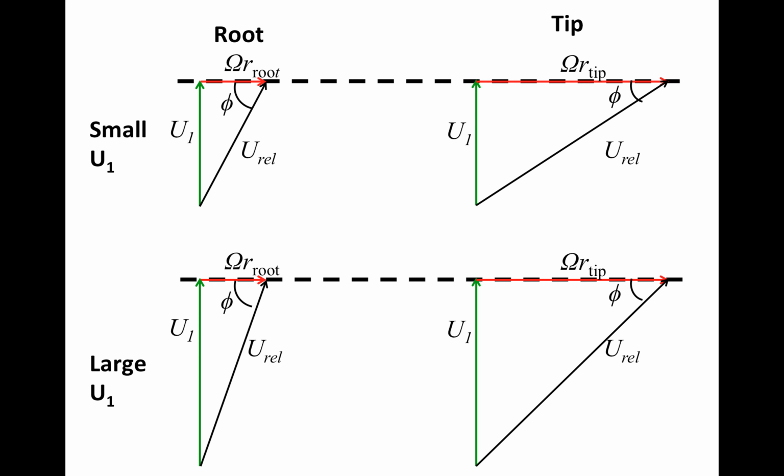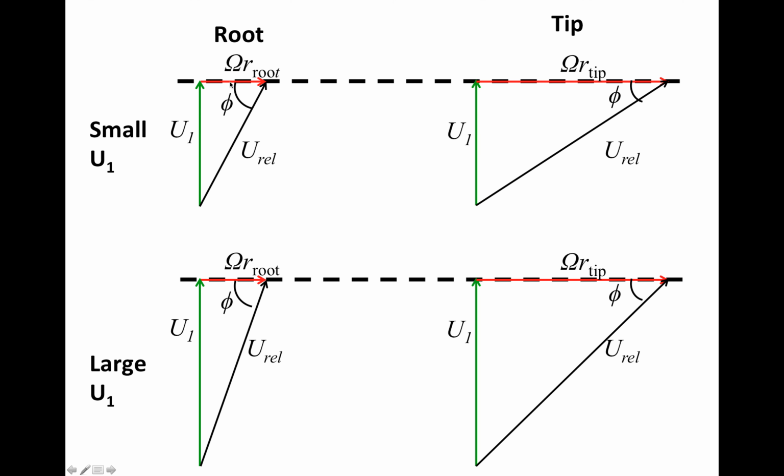So what's going to happen? Suppose we look at the small u1. So u1 is fixed. At the root of the blade, r root, the radius is going to be smaller. But at the tip, r tip is going to be larger. Omega, the angular speed, is the same. So the linear speed at the root is going to be shorter, and the linear speed at the tip is going to be larger.